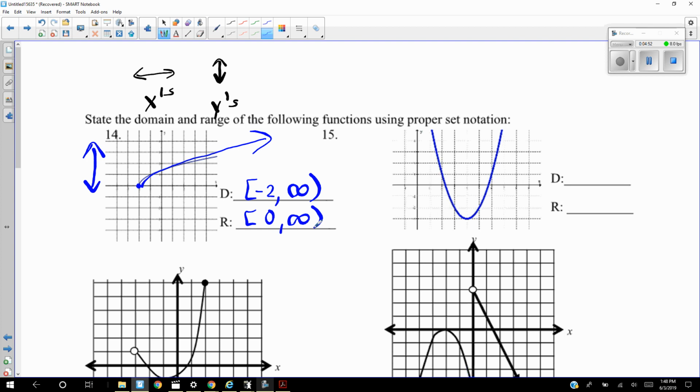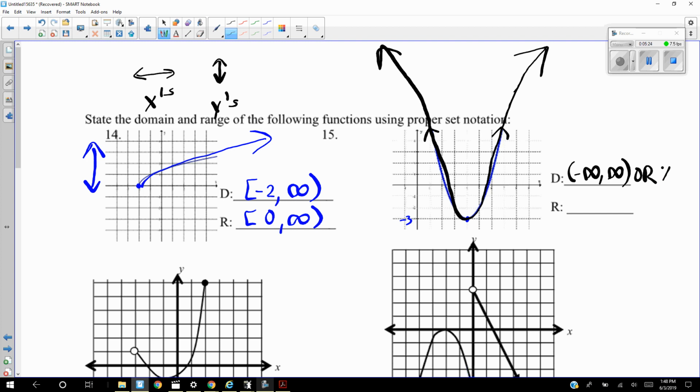This next one's kind of hard to see what that point is at, but I think that lowest y value is at -3. First question we have to ask ourselves, again, there should be arrows here. Is this graph going left and right forever? And it is. Of course, most people say it's going up forever, which is true, but it's going up and to the right. It is going up and to the left. So domain is all real numbers. If you want to have the words all real numbers, you don't have to have both.